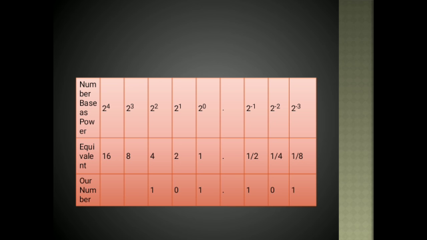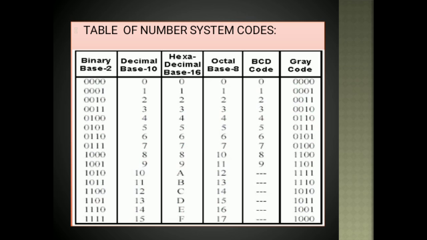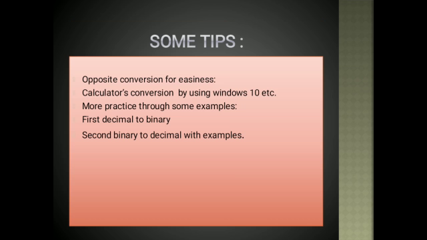Next, this is the table for number system codes, just for convenience. Next I have written some tips for you to better understand the conversion. First of all, opposite conversion for easiness. It means that when we convert a binary number into decimal, converting in the opposite direction as well will be more convenient to learn.